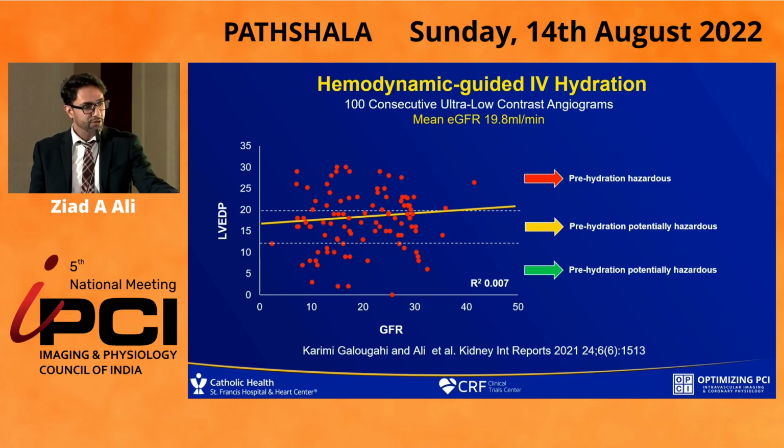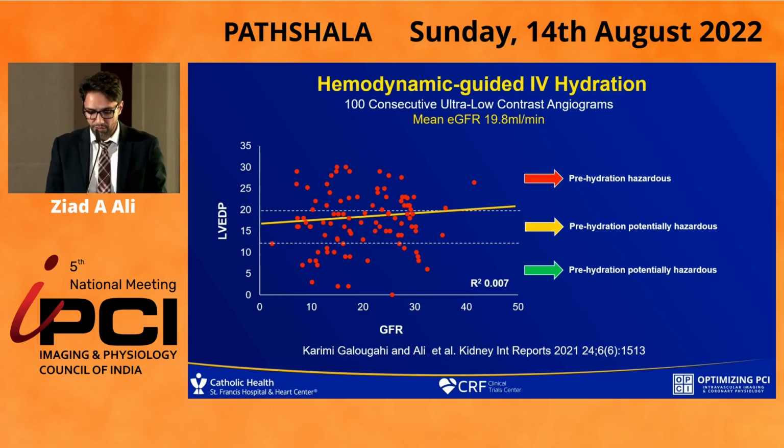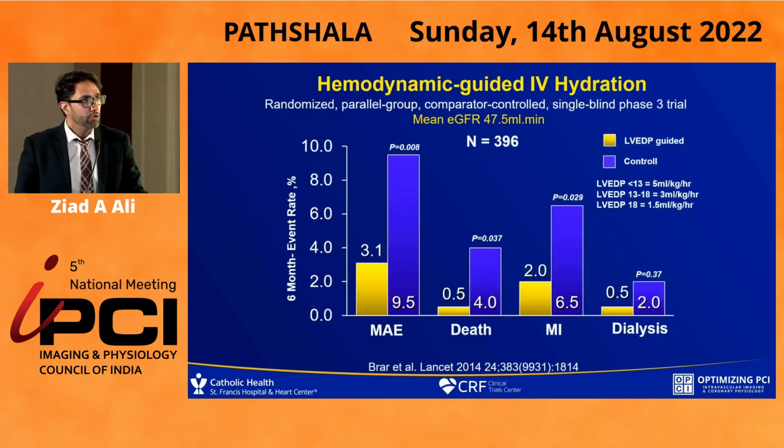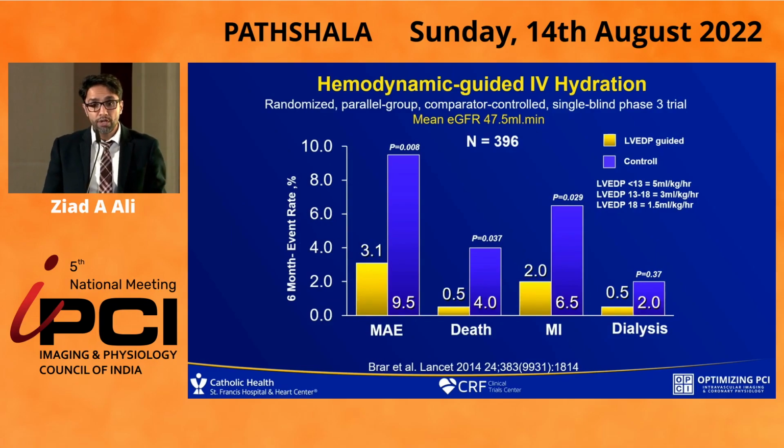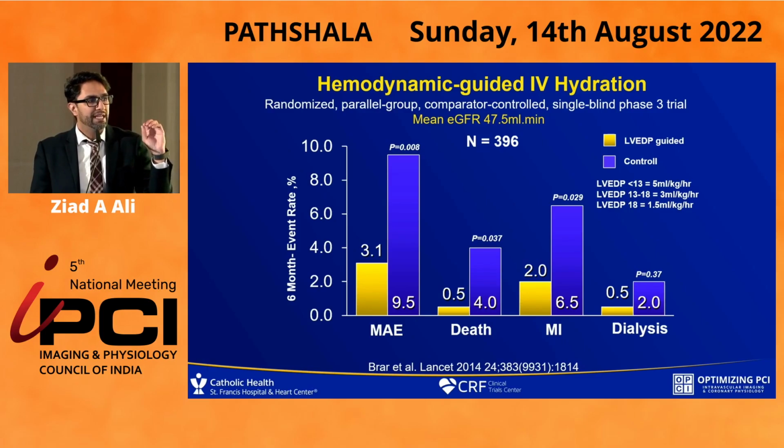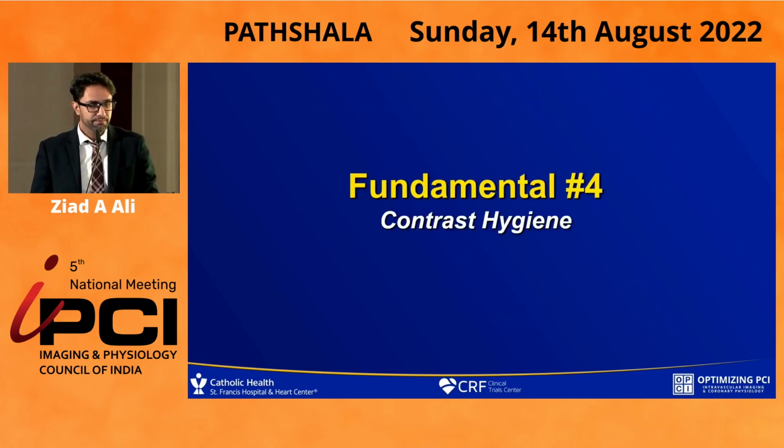But if you don't pre-hydrate this patient, you may be doing them harm and increasing their risk of contrast-associated acute kidney injury. We all know this study by Somjit Brar, which showed the evidence for why we should do pre-hydration in patients with CKD. But notice that the mean eGFR in these patients is actually 48. That's pretty good. We're talking about the extreme risk patients.